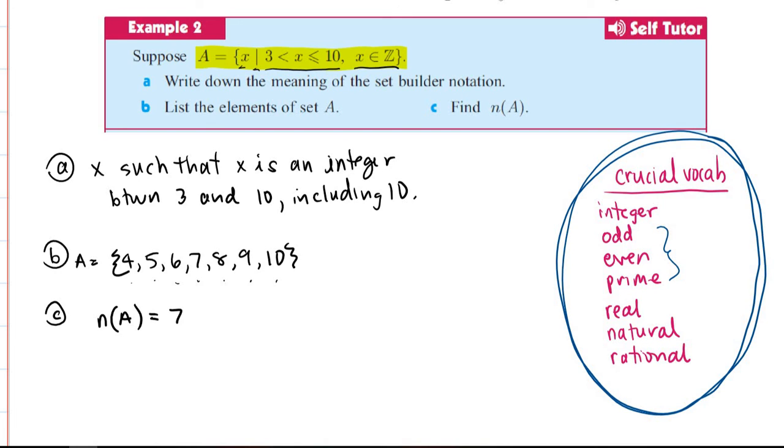Recall that prime numbers does not include 1. So for prime numbers, it's going to be like 2, 3, 5, 7. Then we skip to 11 and on like that. So make sure that you understand that vocabulary.